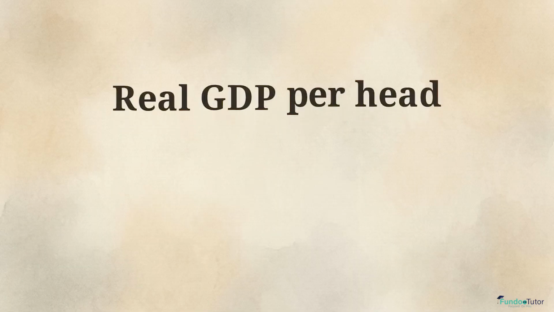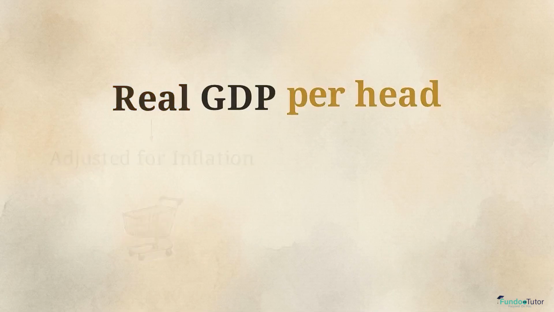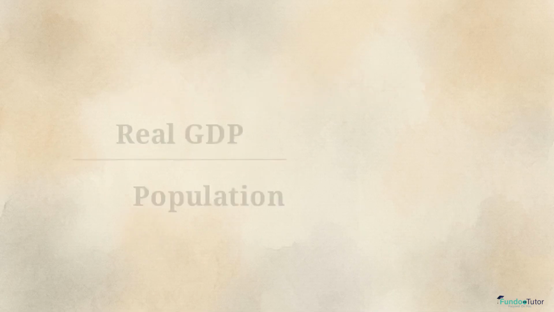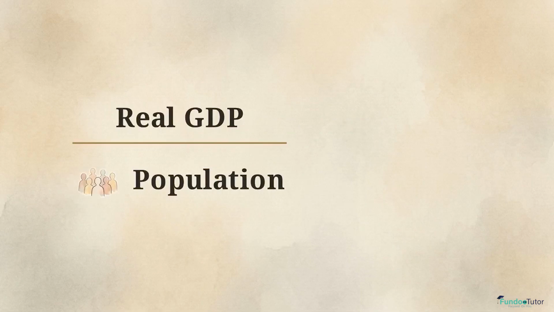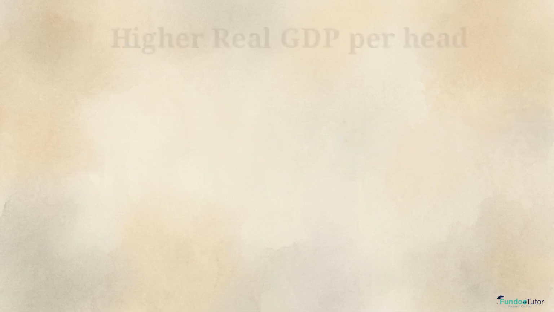To get full marks, we have to deconstruct the term. First, look at the word real. In economics, this means the figure has been strictly adjusted for inflation. It reflects what people's money can actually buy, rather than just the number printed on their paychecks. Next, we address per head. This tells us that the total output of the country has been divided by its entire population to calculate the average individual income. When you combine these definitions, the answer is clear.